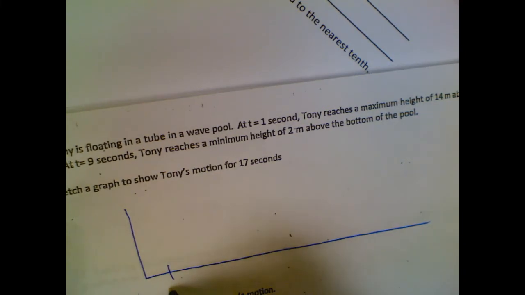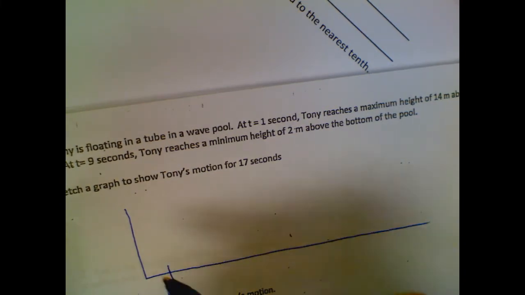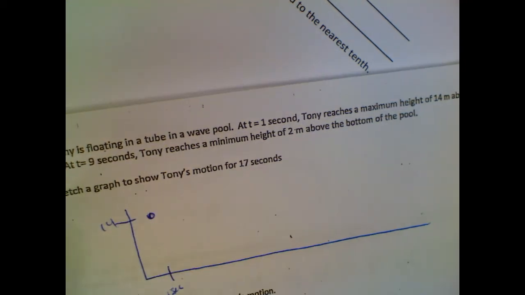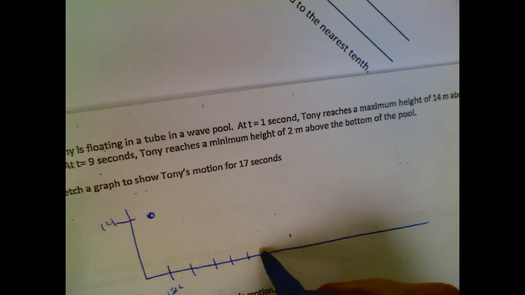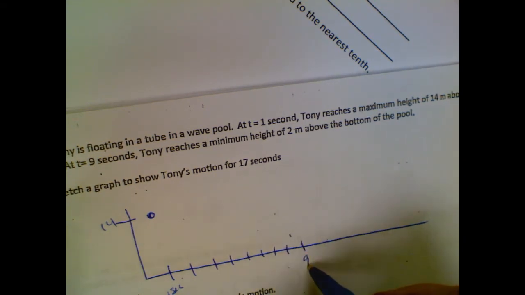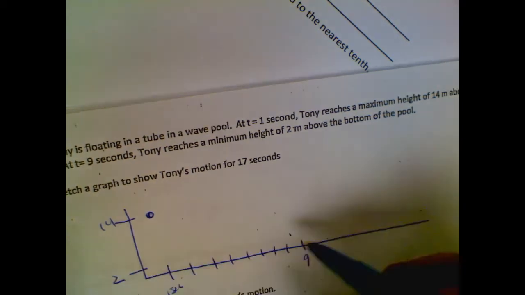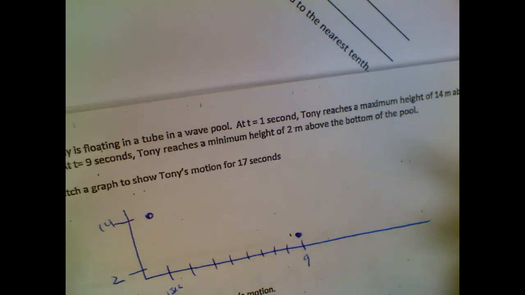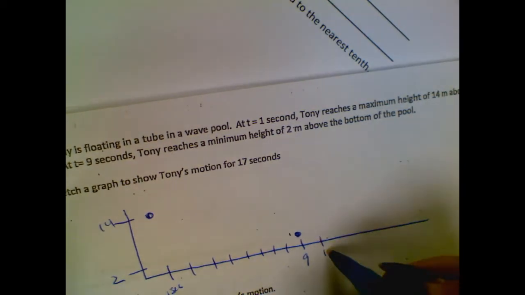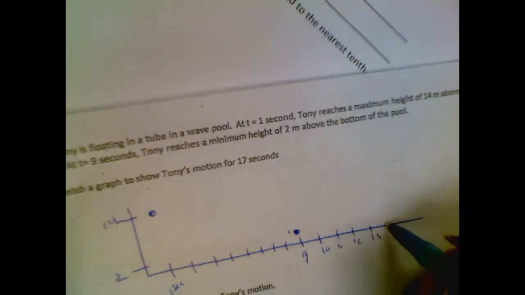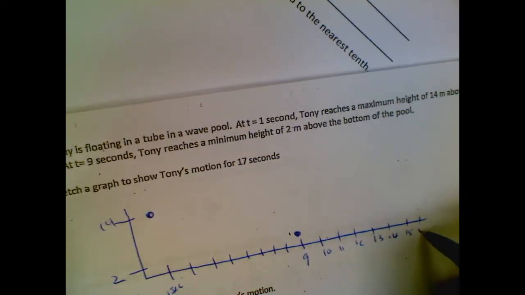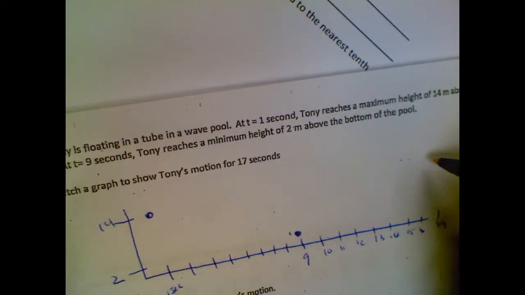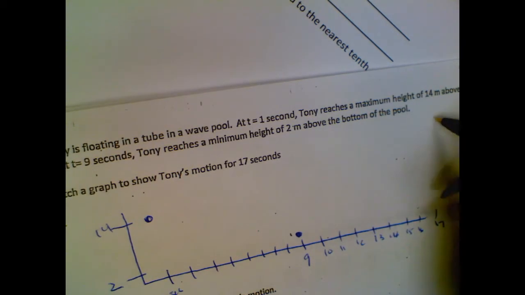So at 1 second, he's at a maximum height of 14. At 9 seconds, he is at a minimum of 2. So we want to go 17 seconds. All right, so let's figure this out. This is going to be, I'm going to say, a cosine.